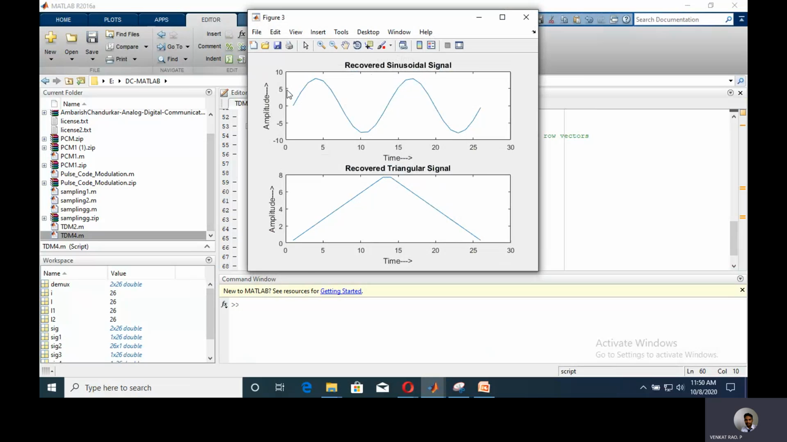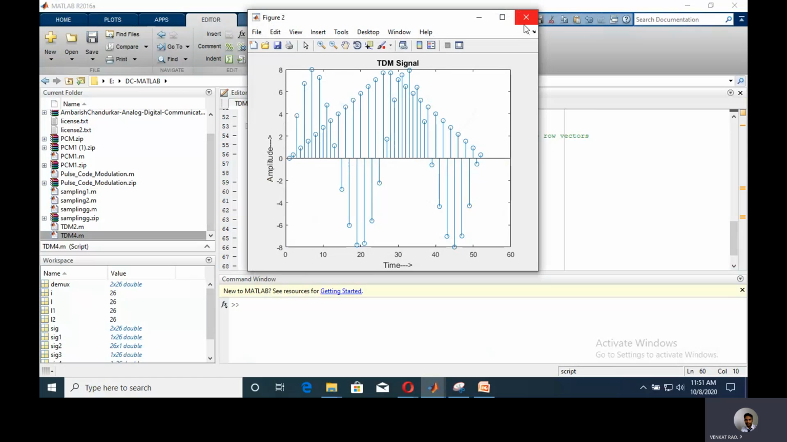You can clearly observe both the wave shapes are the same. Similarly, the amplitudes are also the same, 8 volts and 8 volts. Clear? So this is the time division multiplexing and demultiplexing process in a more detailed way.